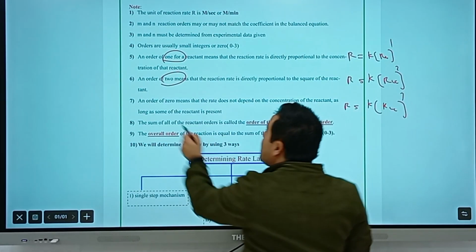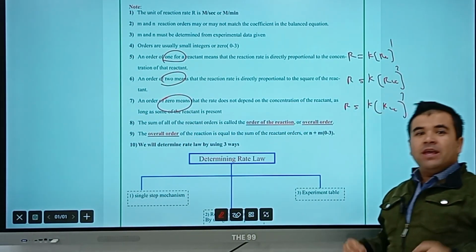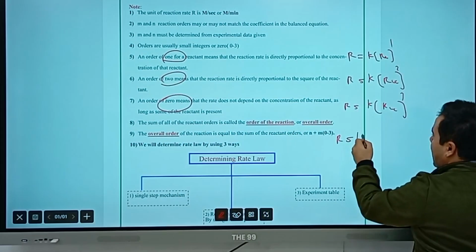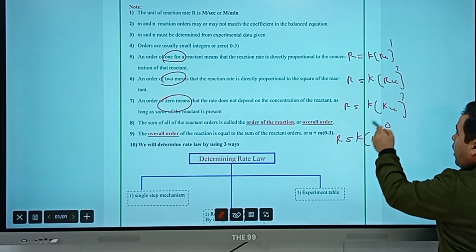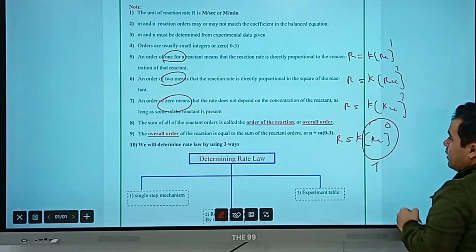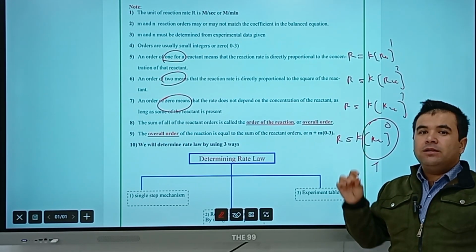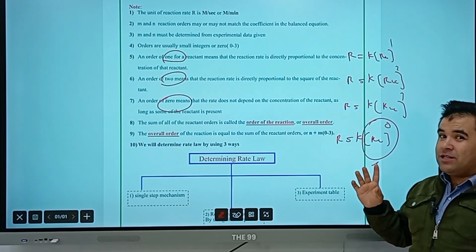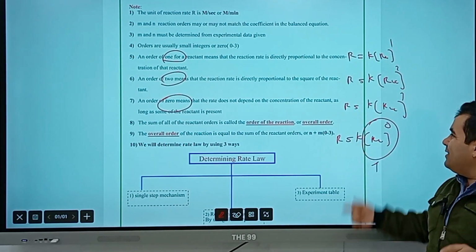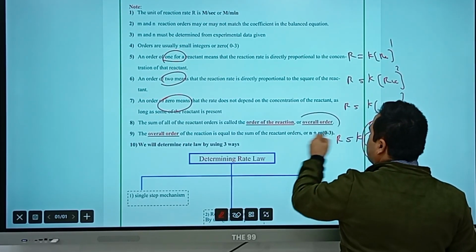If the order is 0, what's the meaning of order 0? It means K reactant concentration to the power of 0. Something to the power of 0, guys, is equal to 1. So in this case, the concentration of reactant does not affect the rate of the reaction. In which case does concentration not affect the rate of reaction? When the order is 0. And the summation we call the overall order.